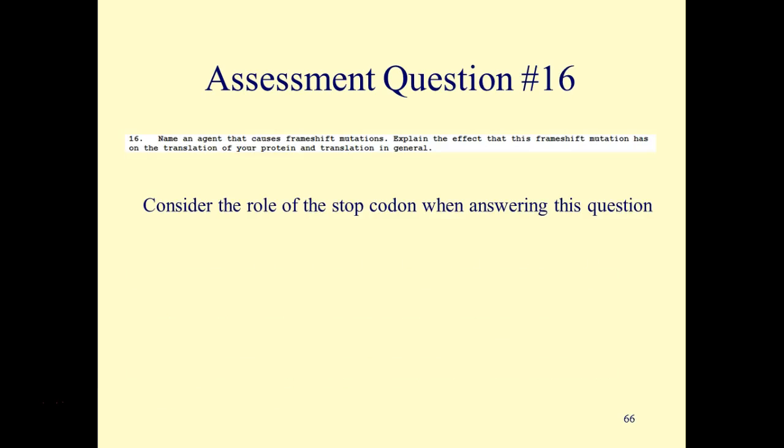Okay. Assessment question number 16, you're going to name an agent that causes frame shift mutations. So go back a couple of slides and name an agent simply from the slides and explain the effect that this frame shift mutation has on the translation of your protein and translation in general. So remember to consider the role of the stop codon when answering this question. The stop codon is going to affect translation, but not transcription.